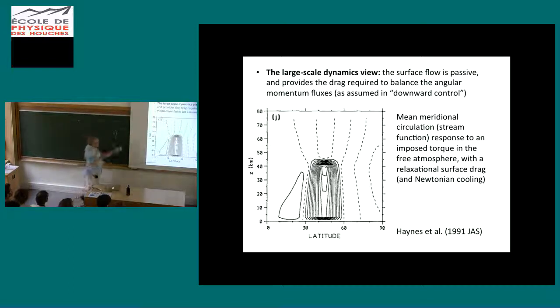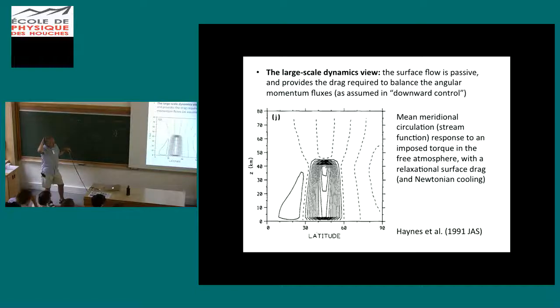So this is where you apply a torque, thinking of a stratospheric context, but the same principle applies. And this is a negative torque driving a poleward flow. This is in a simple model, zonally symmetric, and the only physics is that the surface drag is a relaxational drag, like a Rayleigh friction at the lower surface.